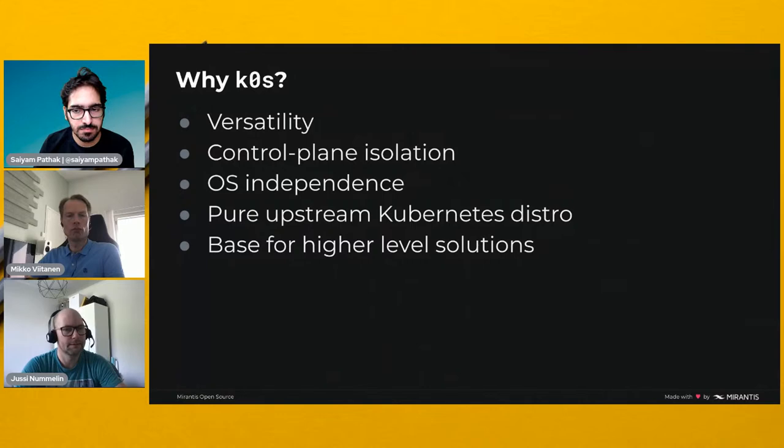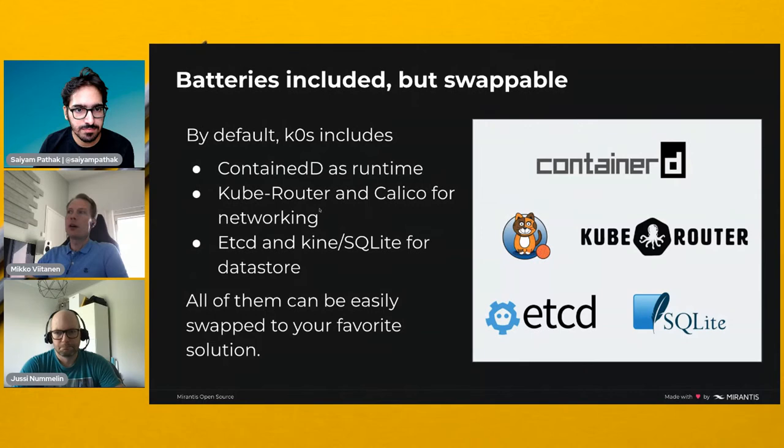Cool. I think we can even get back to that one soon. But okay, then a little bit of what we have under the hood on the K0s side. As a default choice, containerd is selected as the runtime. For networking, it comes with kube-router and Calico, and you can select which one you want. Then etcd is the default data store for multi-node clusters. But if you use the single option, then we go for SQLite, because you don't need data replication in that kind of cluster. All of them can be easily swapped. This is what comes by default if you don't change any configuration, but it's very easy to bring your own or change those as well.